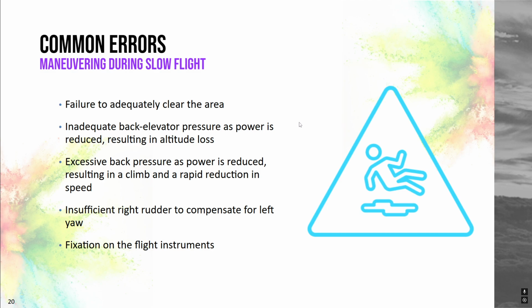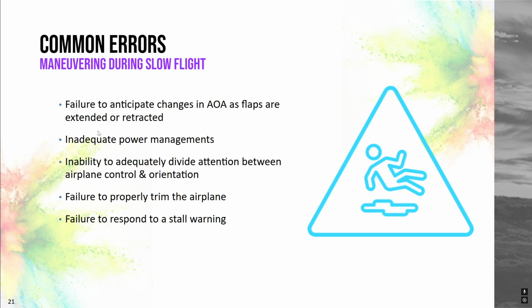So some common errors for slow flight are not clearing the area, inadequate back pressure as power is reduced. Remember, as our airspeed goes down, we need to create additional lift by increasing our angle of attack. So that's why we need to be adding that back pressure as we're entering slow flight. Excessive back pressure as power is reduced, resulting in a climb. Insufficient right rudder to compensate for the left yaw, for the left turning tendencies from our P factor. Fixation on instruments, we're flying visually, keeping our eyes outside.